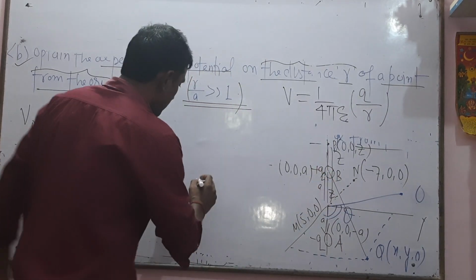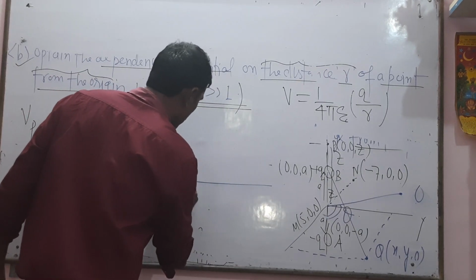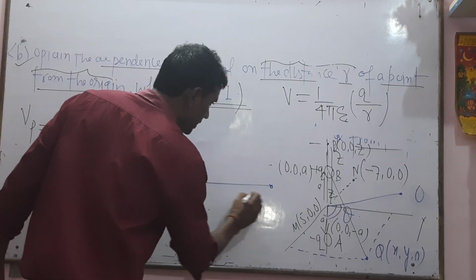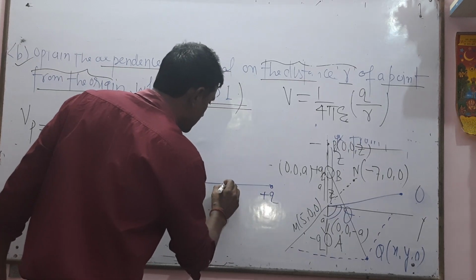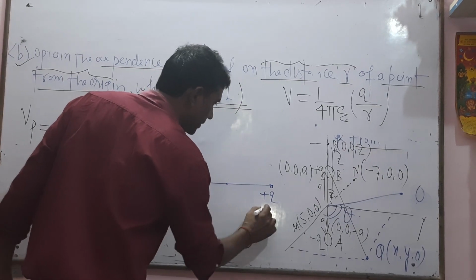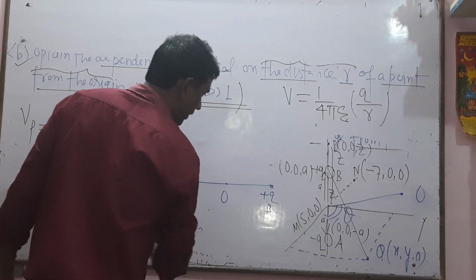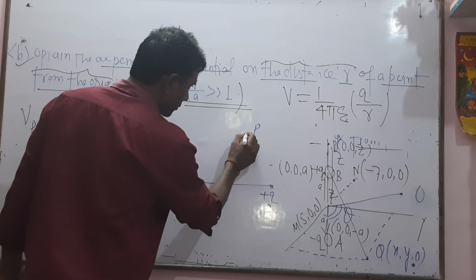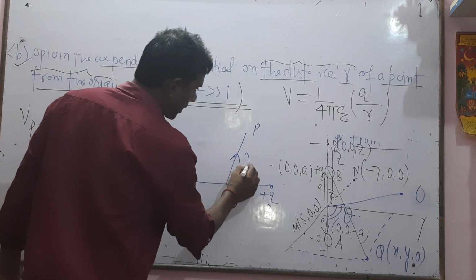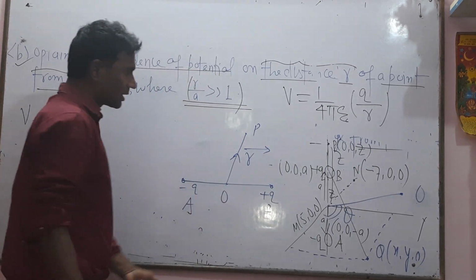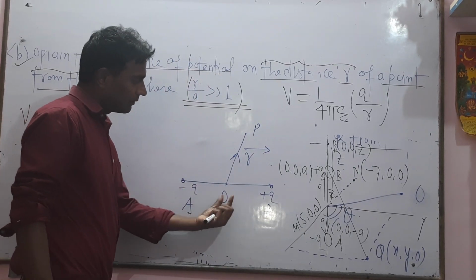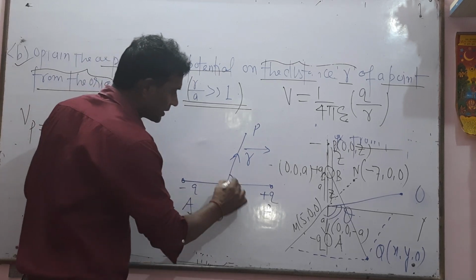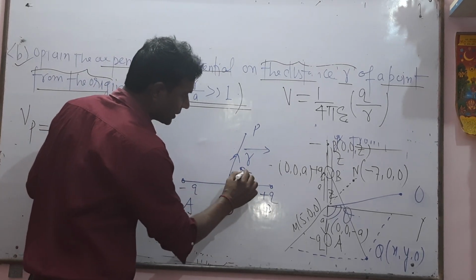We know this is an electric dipole. This is the minus q charge, this is the plus q charge, this is the midpoint. Let us suppose A point and B point, and this is the O point. We need the potential at P point. That distance is R, measured from the center of AB, which is O, and this angle is theta.